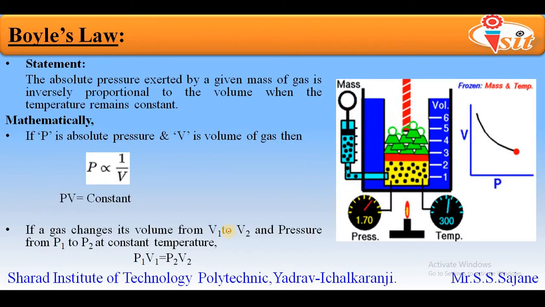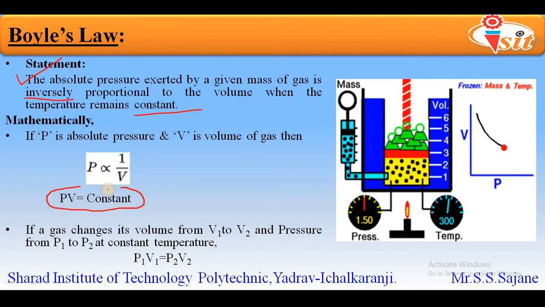In Boyle's Law we have seen the statement, that is, the absolute pressure exerted by a given mass of gas is inversely proportional to the volume when the temperature remains constant. Or simply we can say that the product of pressure and volume is always constant if the temperature remains constant. We have seen the animation for the same, a container with a piston arrangement. With the variation in pressure, we have seen how the volume will change.